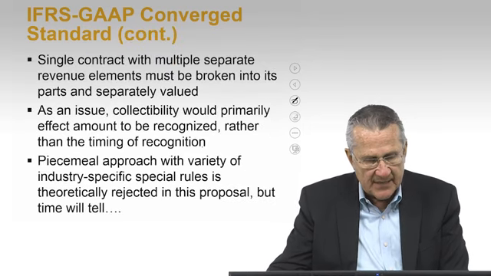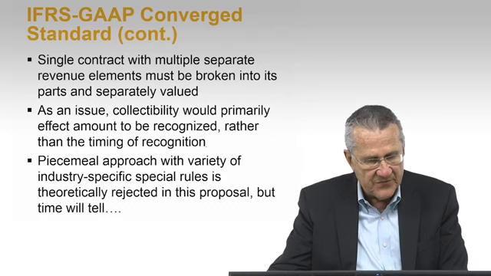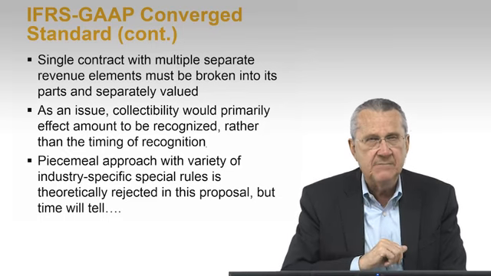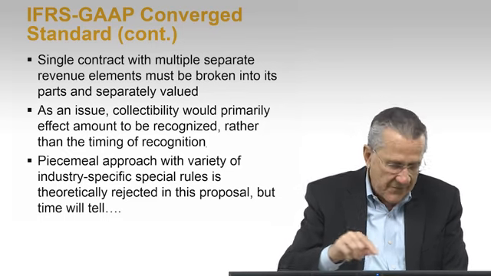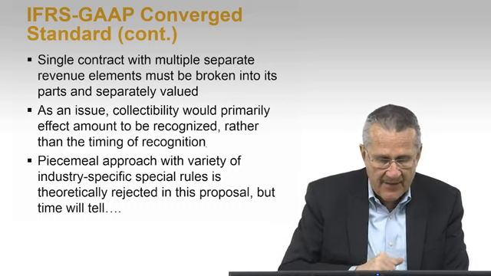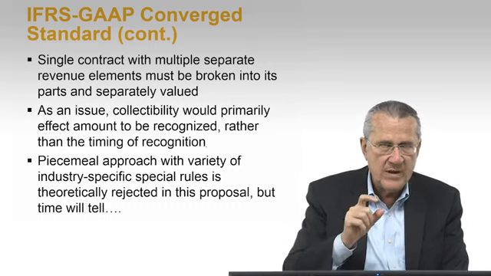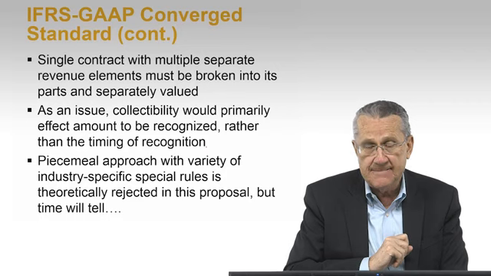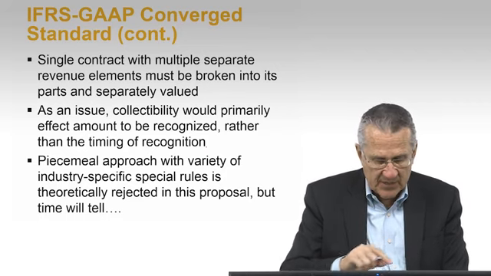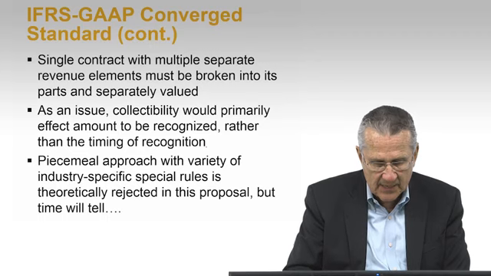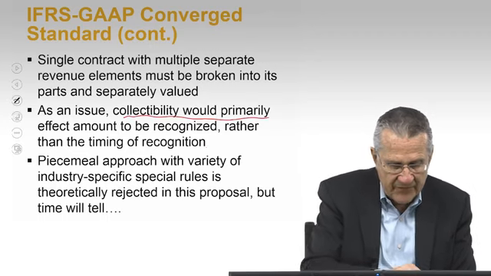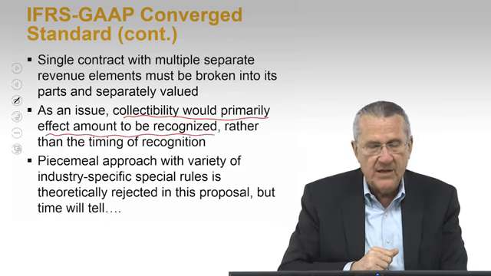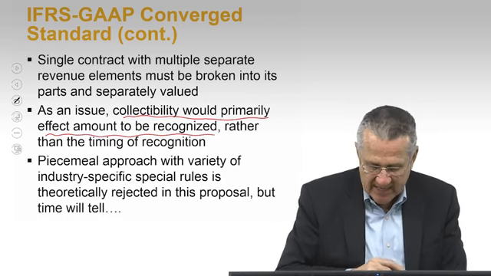We're going to see that under IFRS, if you've got a single contract with multiple revenue streams, then the new standard, both GAAP and IFRS, require that we break this contract down into parts and value them separately. And as an issue, we're going to see the collectibility is primarily affecting the amount to be recognized, not the timing of recognition.